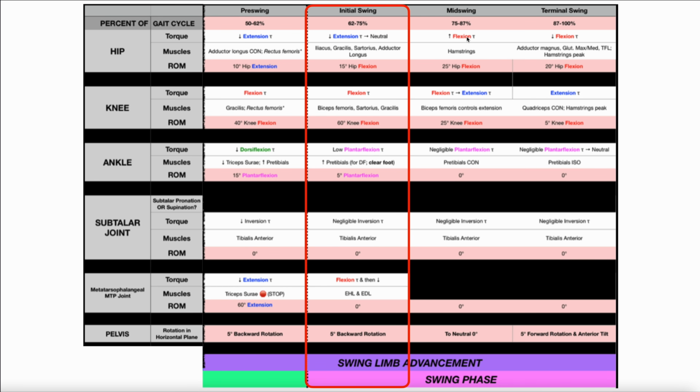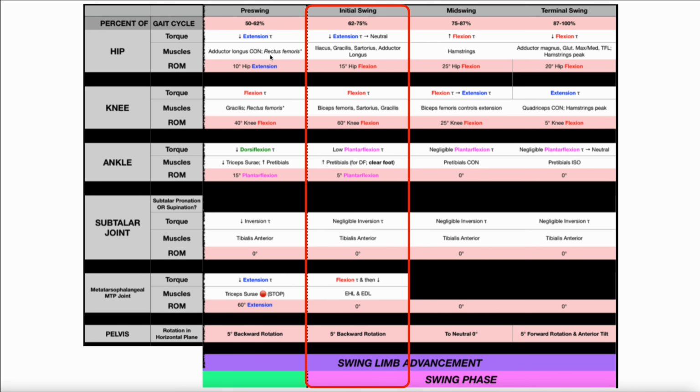Now, overall, throughout swing, we're transitioning from an extension torque, eventually to neutral, and then into a flexion torque, which makes sense, right? If we go back to terminal stance and pre-swing, the femur of the reference limb, the one that we're talking about, is behind the frontal plane of the body, right? We're in about 10 degrees of hip extension during pre-swing. And if we're going to swing the leg forward to advance, we're going to have to move from a position of hip extension into hip flexion.